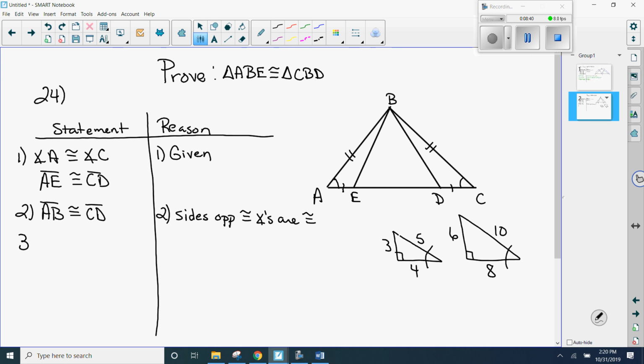And therefore, triangle ABE is congruent to triangle CBD by side angle side. If you really wanted to get technical, like I said, I doubt if you write these proofs in college, but you could say the congruency postulate.